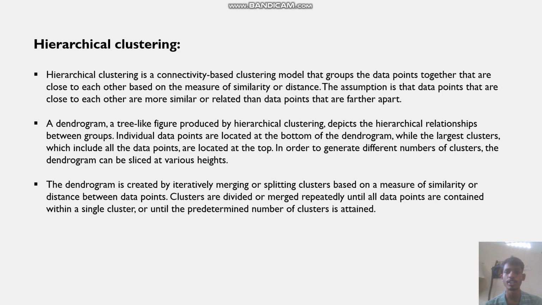In order to generate different number of clusters, the dendrogram can be sliced at various heights. The dendrogram is created by iteratively merging or splitting clusters based on the measures of similarity or distance between data points. Clusters are divided or merged repeatedly until all data points are contained within a single cluster or until the predetermined number of clusters is attained.